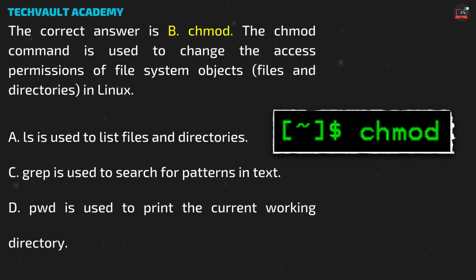The correct answer is B. chmod. The chmod command is used to change the access permissions of file system objects, files, and directories in Linux. A. ls is used to list files and directories. C. grep is used to search for patterns in text. D. pwd is used to print the current working directory.